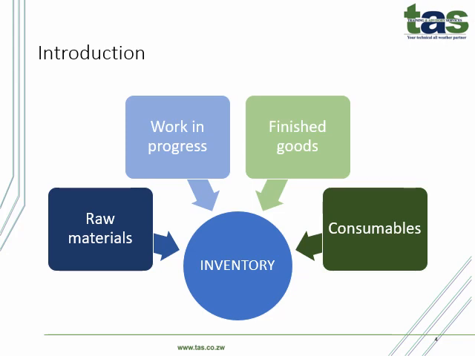Inventory forms part of the working capital of a company, which is the lifeblood of the business, and inventory itself is a significant component. There are many types of inventory that an entity can hold. These include raw materials, work in progress, finished goods, and consumables.